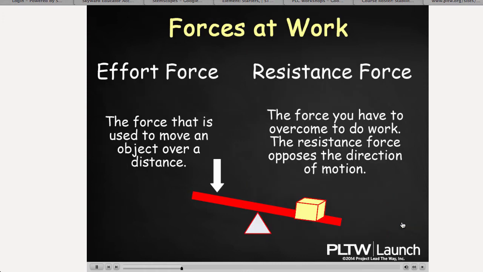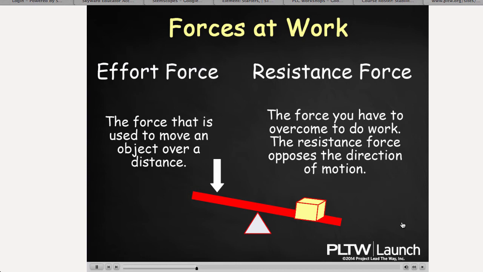When you try to move an object, you will find that several forces are at work. Let's define these forces and look at each a little closer. The first force is the effort force. This is the force that is used to move an object over a distance. In this image, the white arrow shows where the effort force would be used to lift the box.